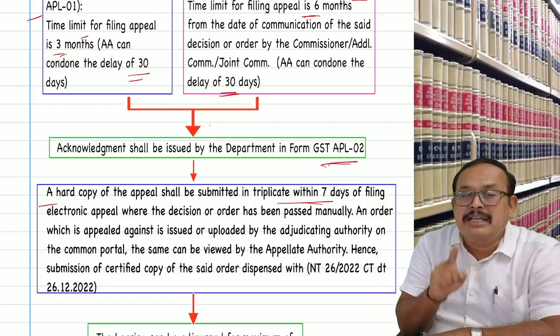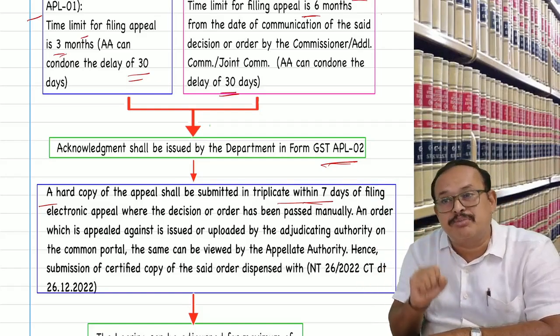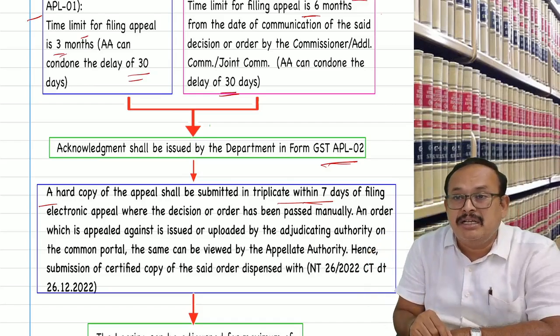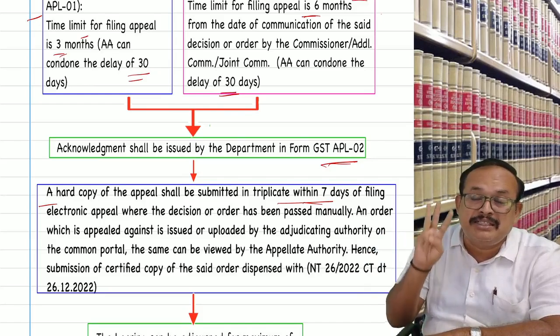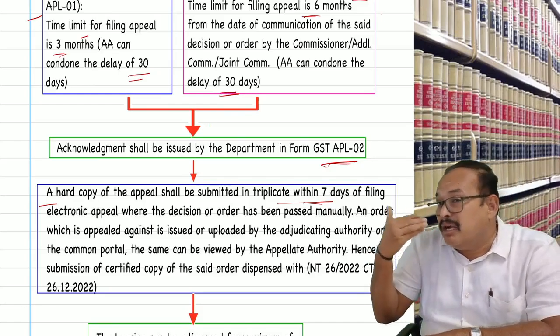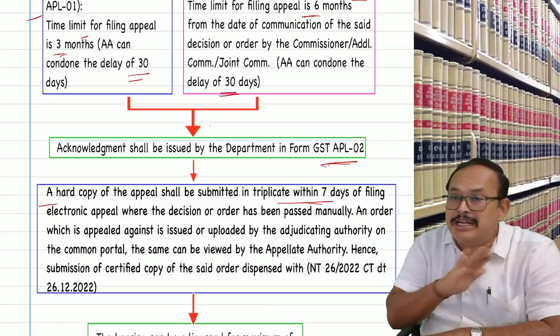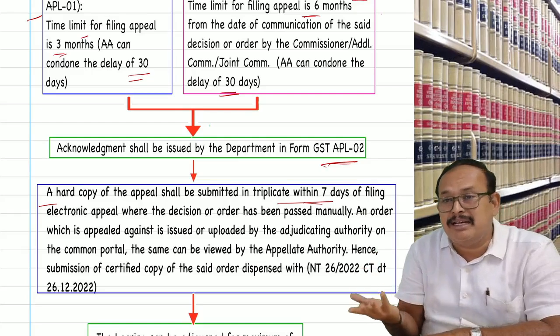Coming back, APL 03, departmental appeal to the appellate authority, within a period of 6 months from the date of passing the order, from the date of direction by the revision authority. Further, delay can be condoned for a period of 30 days, not even 30 days. Beyond 30 days, the appellate authority has no right to condone the delay, neither for the departmental appeal nor the taxpayer appeal.